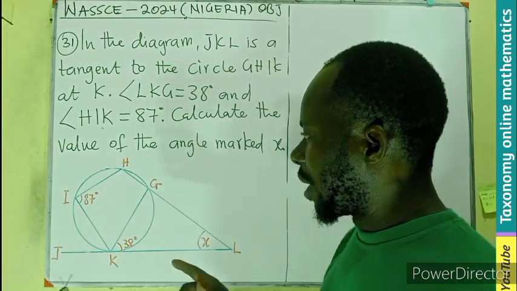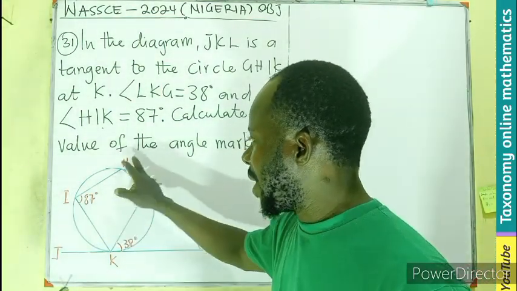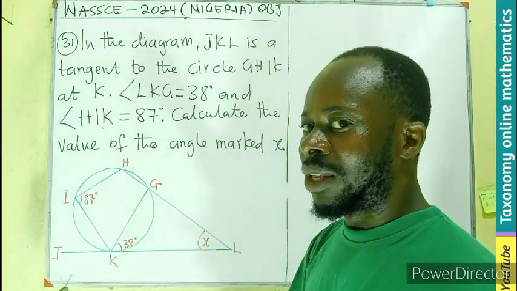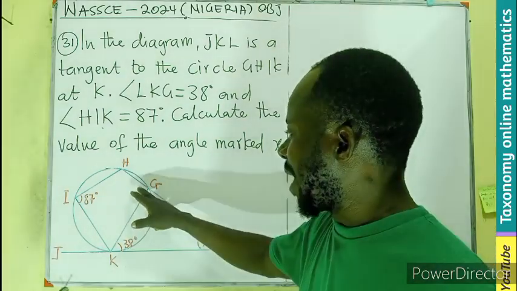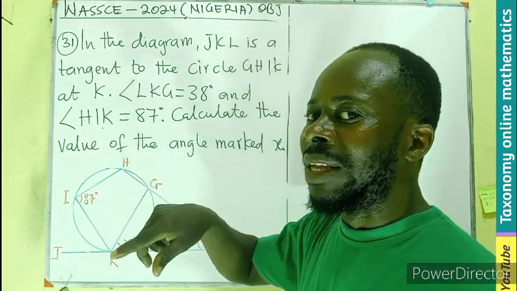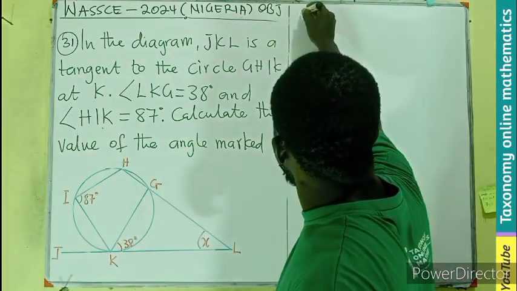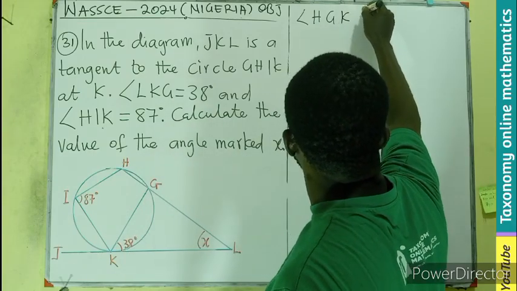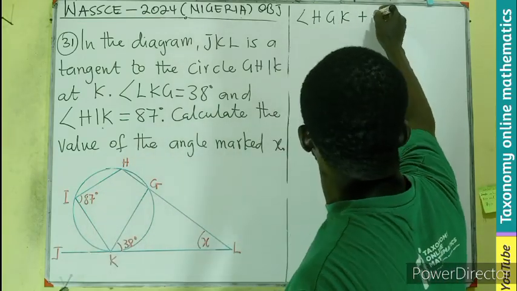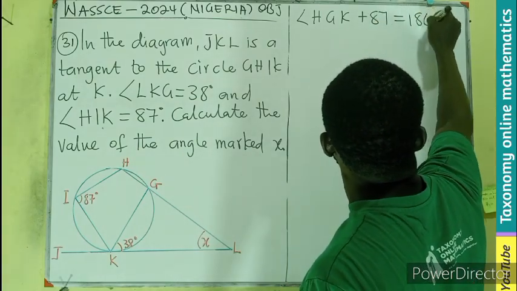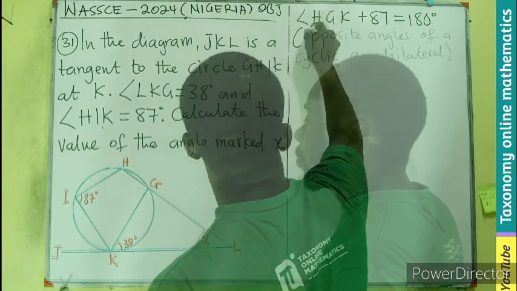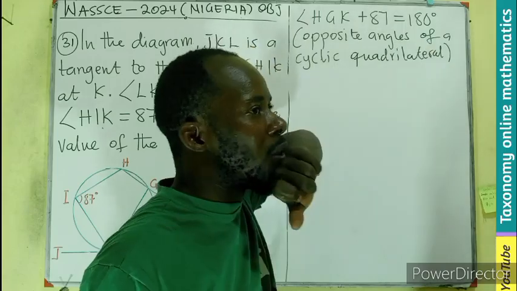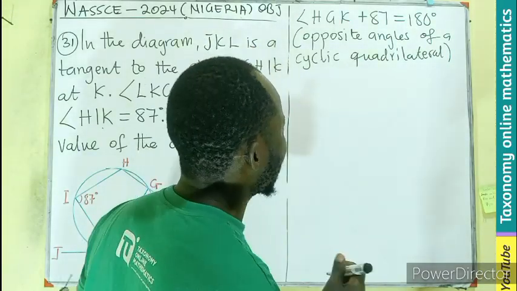So looking at the quadrilateral IHGK, we know that the opposite angles of a cyclic quadrilateral add up to 180. So this very angle plus this will be giving me 180. So I'll begin with that. The angle HGK plus the angle 87 should give us 180 degrees. The property that makes angle HGK plus 87 equal to 180 is the opposite angle of a cyclic quadrilateral.